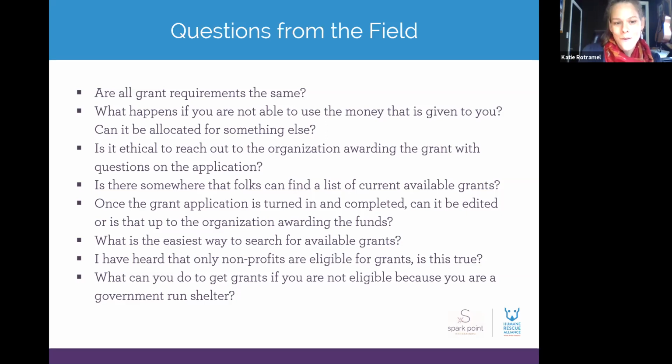Which leads into, hey Whitney, what can you do to get grants if you're not eligible because you are a government-run shelter? It's a great question. There are government agencies that have affiliated foundations, and this is using the term foundation differently from a funder that gives out funds. They create essentially a 501c3 arm of their agency. It's not a simple process, and it's maybe not the right choice for every government-run agency. But if it's possible to do, that is one way to access grant funding.